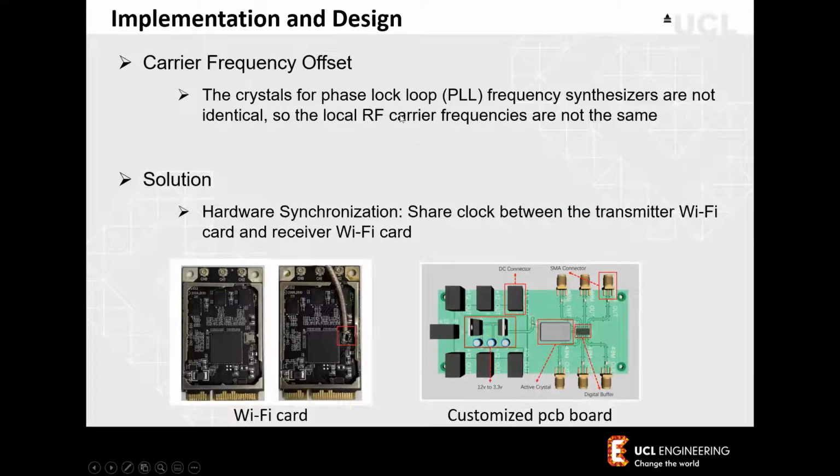Okay, so we have a measurement to implement these Wi-Fi cards to make them work as a Doppler radar. But there are several challenges we need to solve before we can actually use this CSI data. Firstly is the carrier frequency offset. This is because the crystals for the PLL frequency are not identical between the transmitter and the receiver. Because they are not the same, they will bring a CFO into the received CSI.